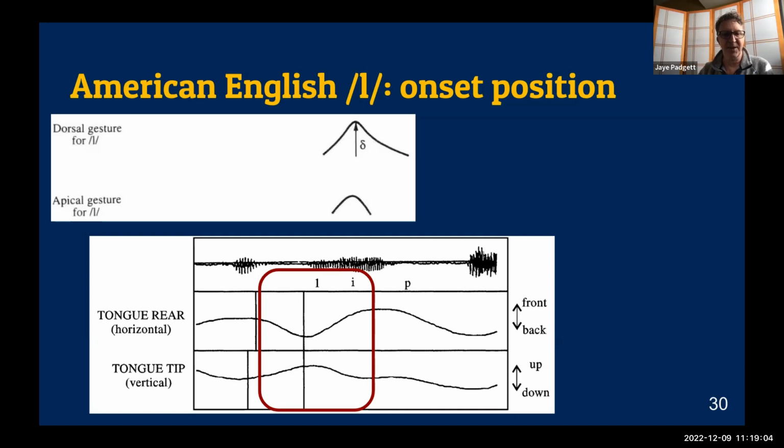So alignment in the top, and in the bottom, you see, as the tongue backs, this line dips for the L on the top, the tongue rear. And that corresponds more or less to the peak of the tongue tip gesture where it's making its constriction. Is that clear? And that's what you see in the little box we stuck in there.